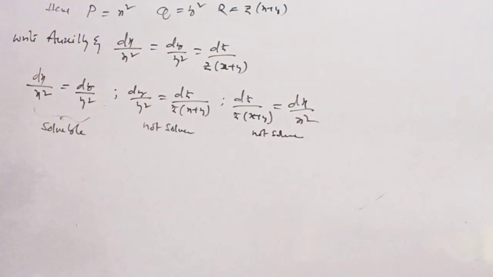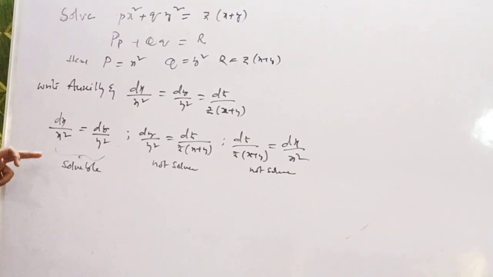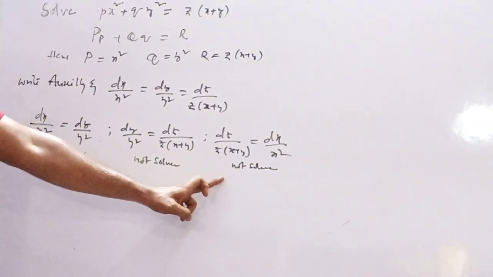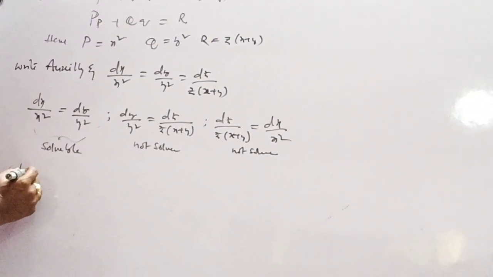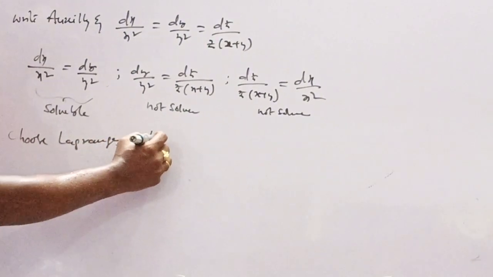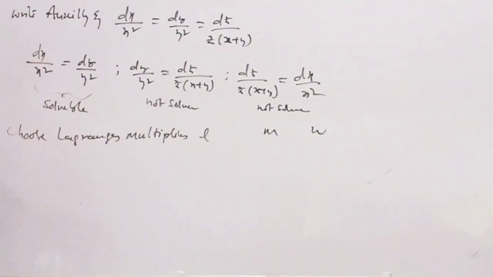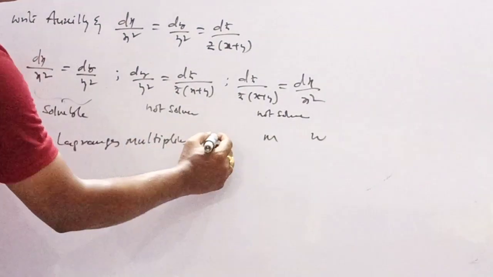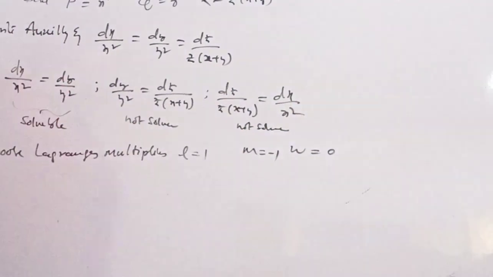But for writing the solution of this PDE, we require a minimum of 2 solutions. From the first equation we have 1 solution, but the remaining 2 will not give a solution. Then we can choose Lagrange's multipliers l, m, n. So what are l, m, n? Just observe. Take l equal to 1 and m equal to -1 and n equal to 0.